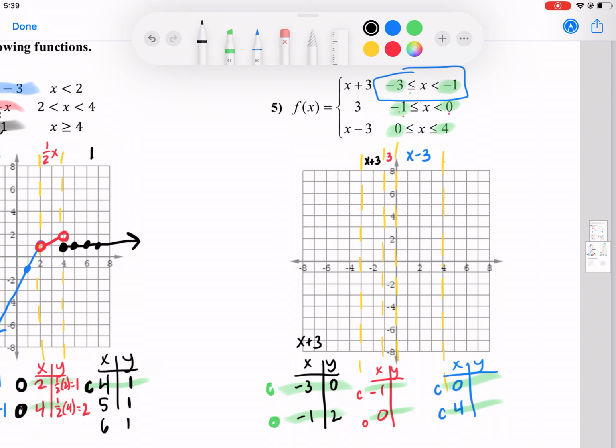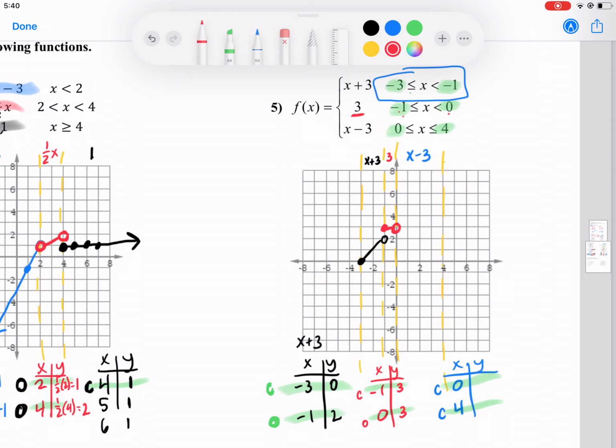So let's plot those. So we've got -3 from the origin, 0, and that's closed. And then -1 up 2 is open, and I'll connect those in between this section. The next one is easy because it's just plain old 3, so that means the y value is always going to be 3. So that -1, 3, it's closed, fill that in. And then at 0, 3, it's open, and we'll just put a line between those.